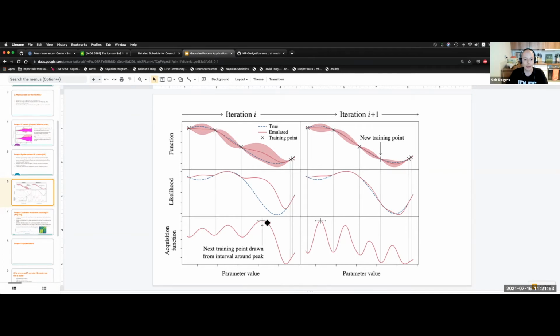Then we choose where to add the next simulation by defining an acquisition function, which is the bottom row. You see that it peaks at two places. It peaks where the emulated error is high, where that red band at the top is wide, but it will also always peak where the likelihood or posterior is high, so that you tend to zoom in on that region. Then you just keep adding simulations at the maximum of that acquisition, and you retrain the emulator at each iteration.